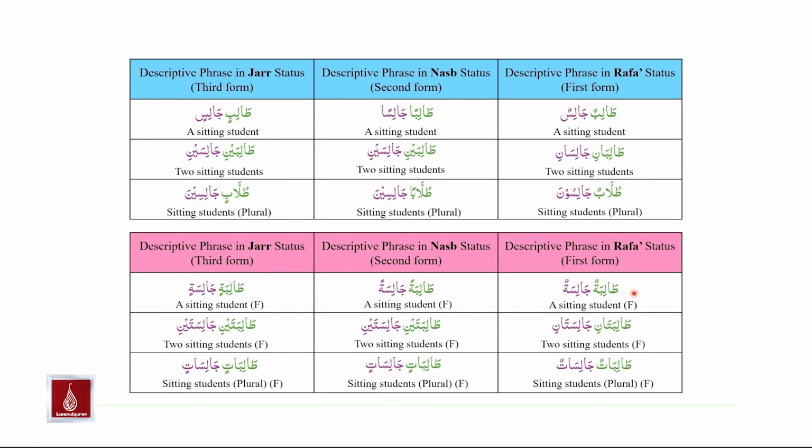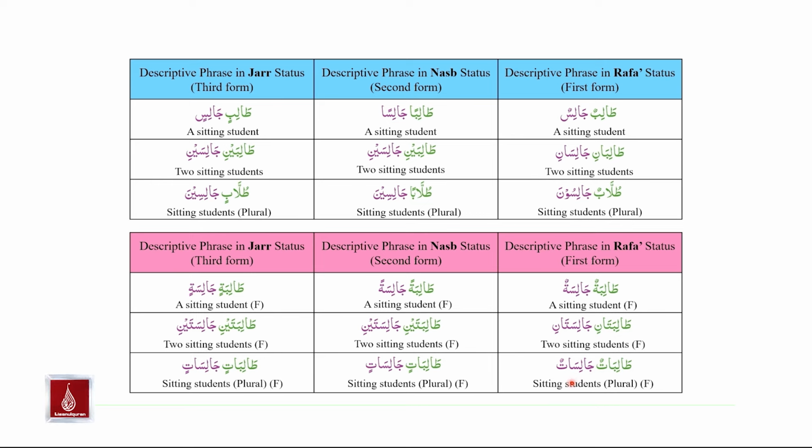Talibatun jalisatun, a sitting student, referring to the feminine gender. Talibatan jalisatan, talibatin jalisatin. In the case of talibatan, we are not adding an alif at the end of the ism because we have gol ta at the end of the ism. Talibatani jalisatani, referring to two feminine students that are sitting. Talibataini jalisataini.